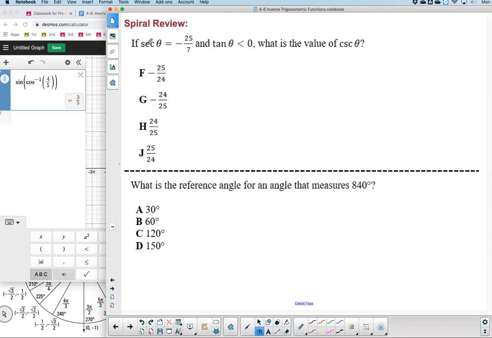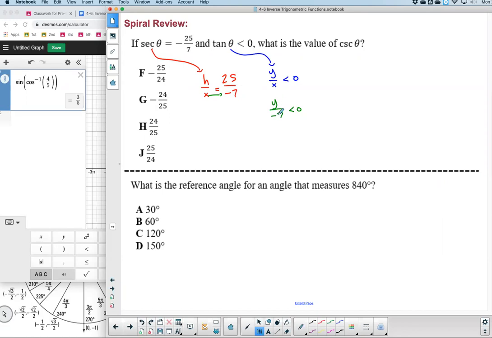Spiraling review. If secant theta is negative 25 over 7, well, the first thing we need to remember is that secant is h divided by x. And h is always positive, so I want to rewrite this as 25 divided by negative 7. And we're told tangent is less than 0. Y divided by x is less than 0. And now I'm going to plug in, if x is negative 7, that means y divided by negative 7 is less than 0.